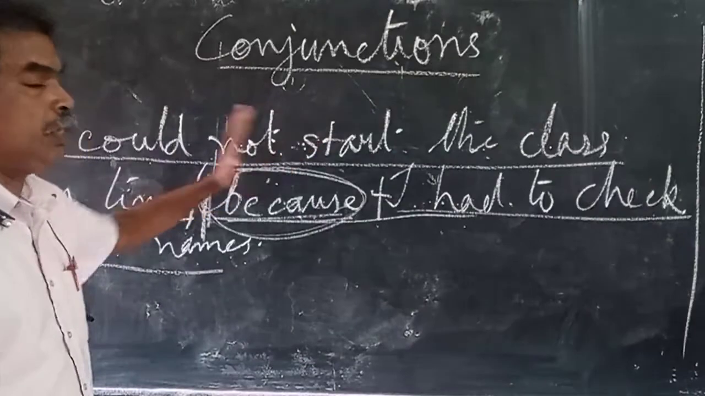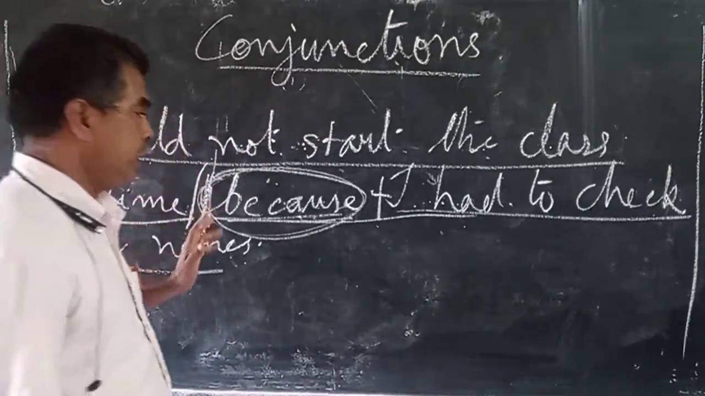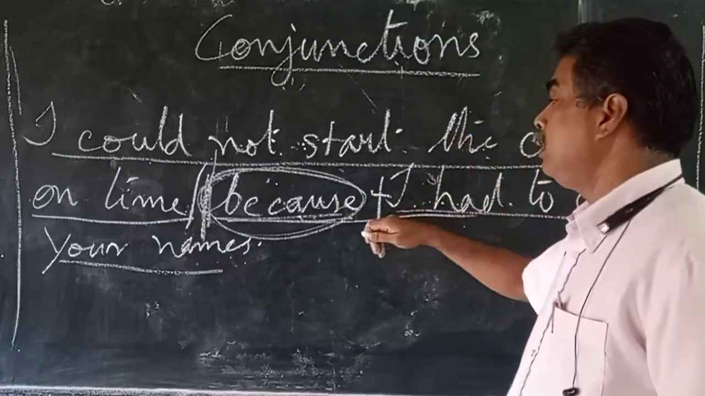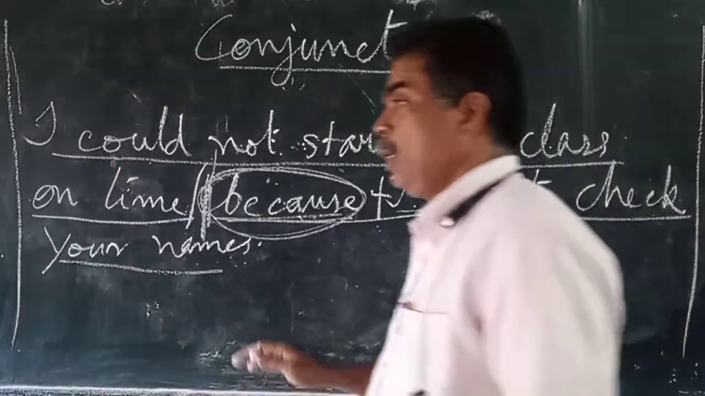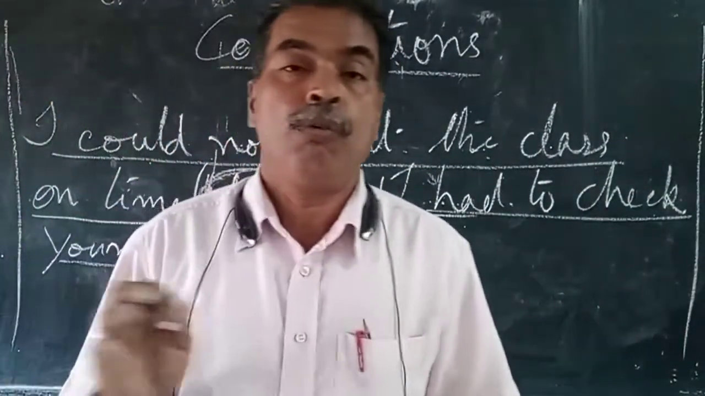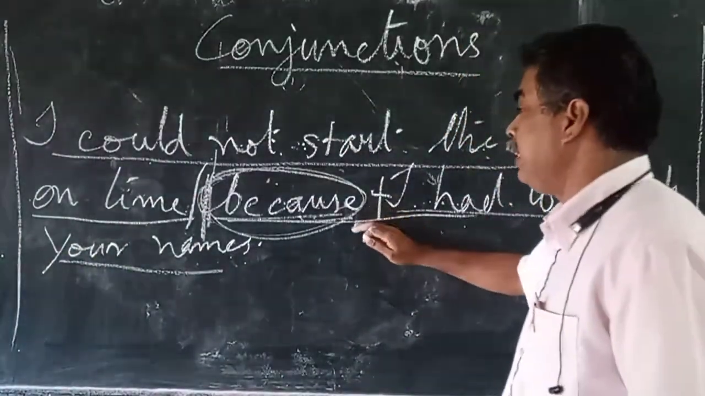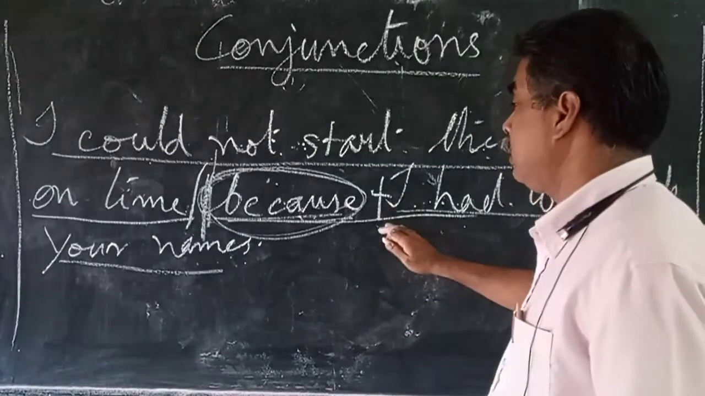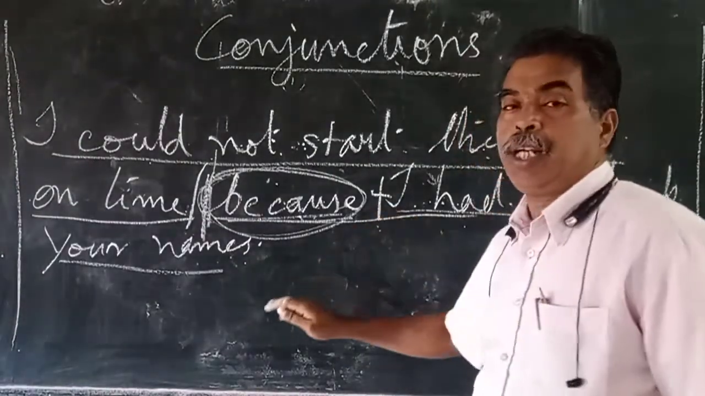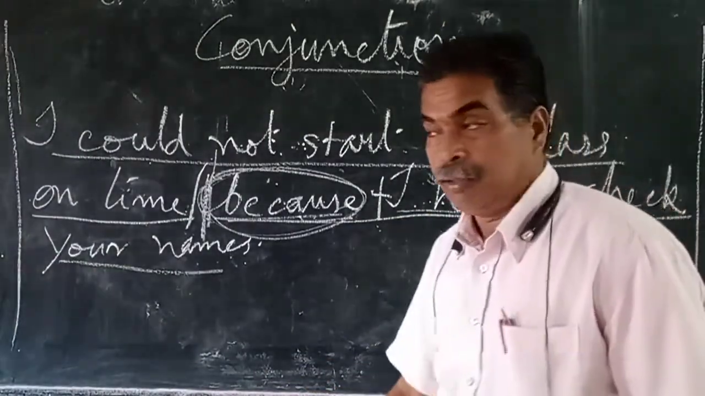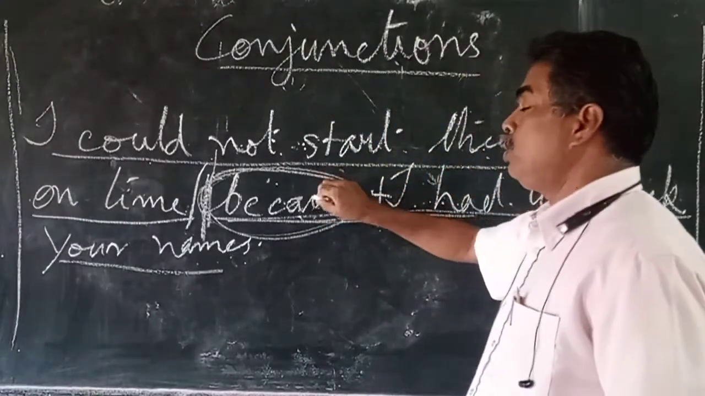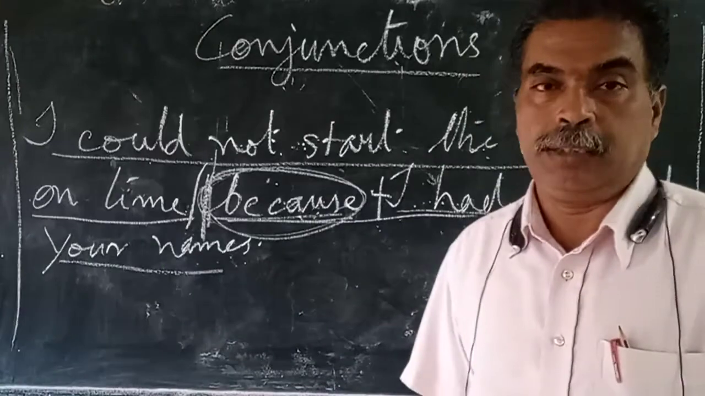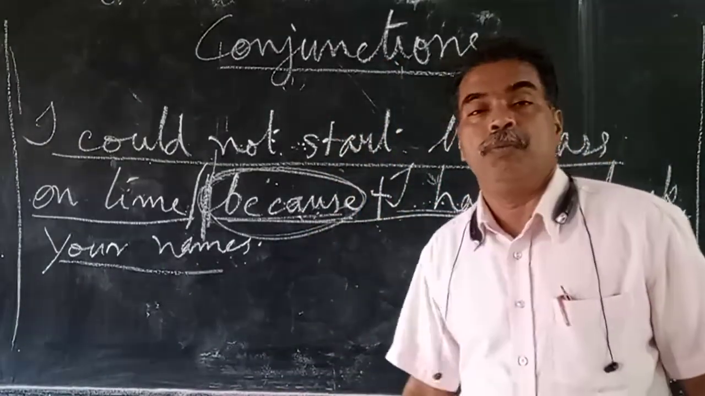Now what has happened? This remains as it was earlier. There's no difficulty. It can stand, it gives you meaning. Now because of the addition of the word because here, it becomes incomplete. Because I had to check your names actually becomes an issue for us to understand. When you say this, the meaning is incomplete. The meaning does not pass properly. Now it has become a subordinate clause because it cannot give a meaning. Is that clear? So a conjunction that is used to connect a coordinate clause and a subordinate clause is a subordinating conjunction. There are many of them; its categories and other details we learn tomorrow.